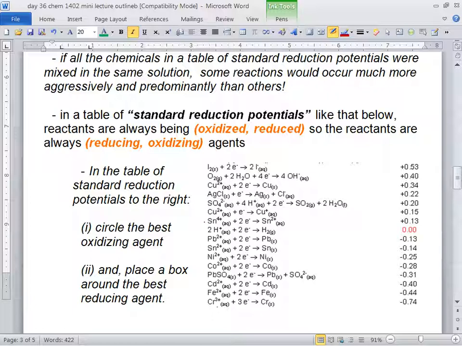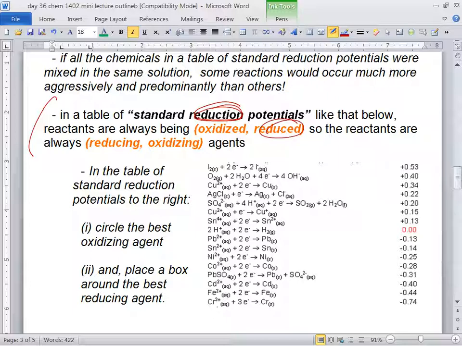What I'm getting at is this. In a table of standard reduction potentials, reactants are always being oxidized or reduced. So these are the reactants. These are the products. Reactants are always being... +3 to 0, +2 to 0, +2 to 0, plus 2. They're almost all going to 0. They're all being reduced, right? And they should be, because it's a table of standard reduction potentials. So all the reactants are being reduced.